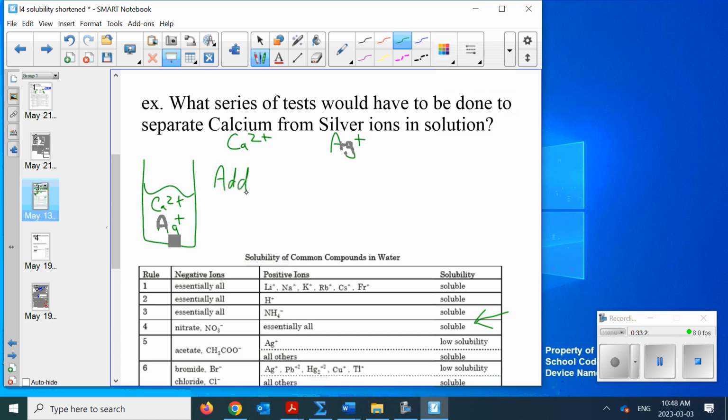So I'm going to add, though, we can't just get a bottle of acetate. I'm going to add sodium acetate. So I'm going to put NaCH3COO. Okay, and it's not a solid. That's adding the acetate ion.